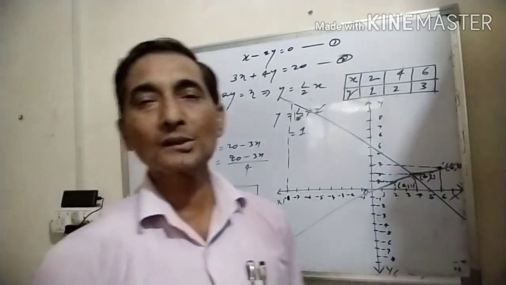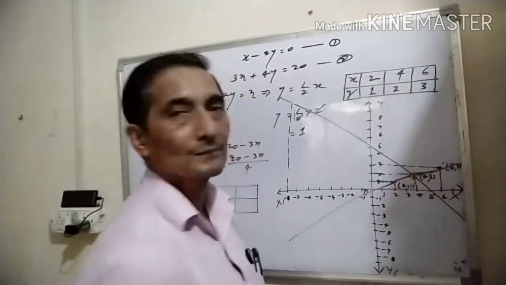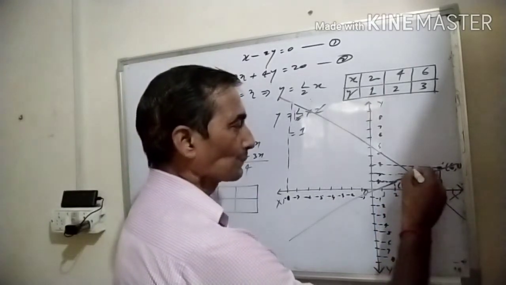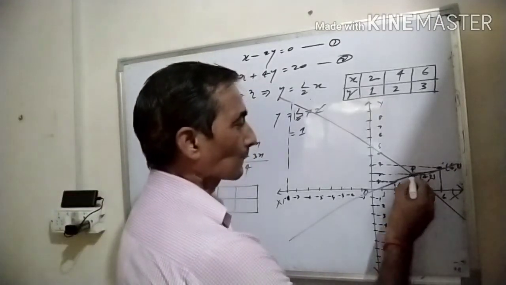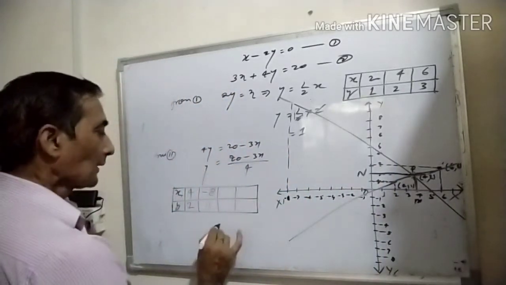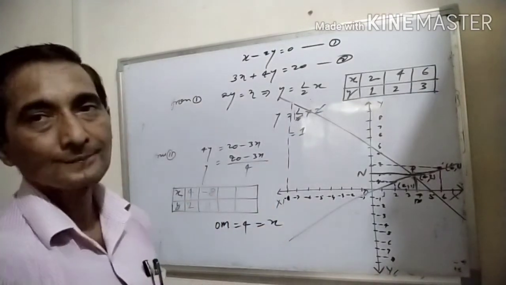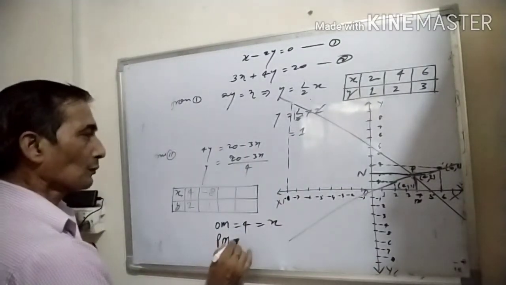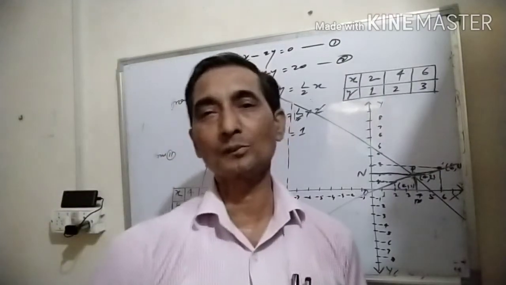You will also get a straight line, and the two lines intersect at the point 4, 2. Draw a perpendicular from the point P. Suppose the foot on the x-axis is M, and draw a perpendicular on the y-axis, suppose N. Then OM equals 4, and this is the value of x. And PM equals 2, and it is the value of y. This is your unique solution.